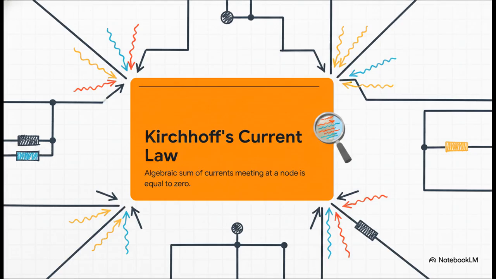Simply put, the algebraic sum of currents meeting at a node, which is just a junction where wires intersect, is equal to 0. In plain English, whatever amount of current flows into an intersection, that exact same amount absolutely has to flow out.